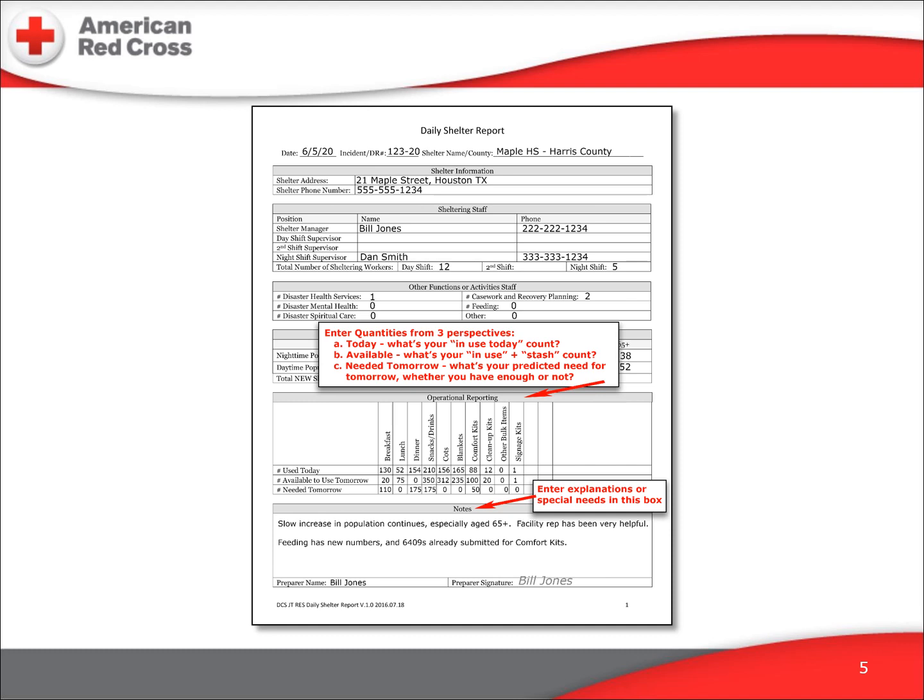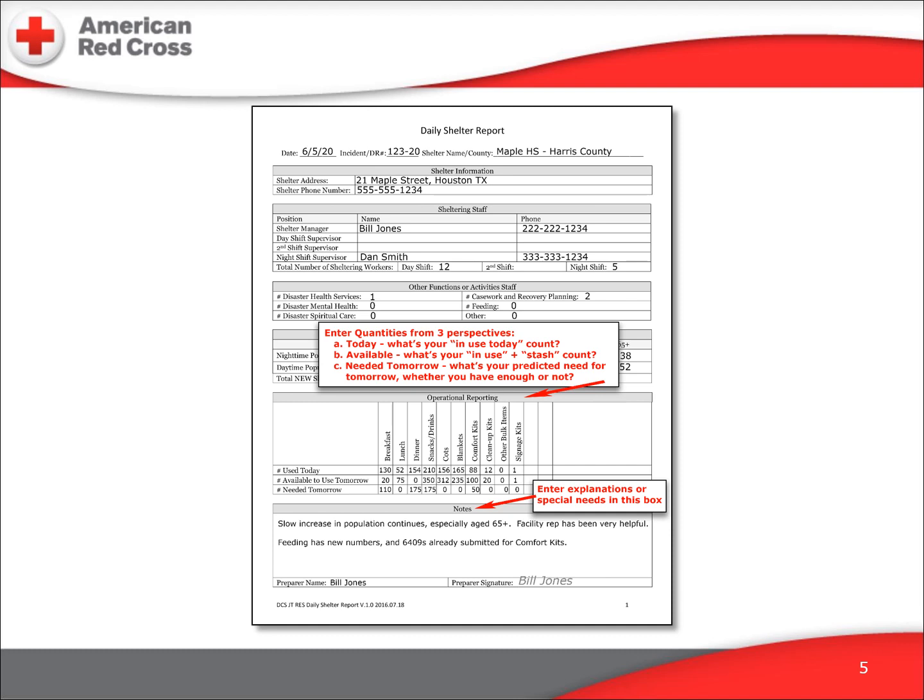The second line is the counts available for tomorrow. Add together what's in use plus what you have available that's not being used. And the third line is the counts that you anticipate needing for tomorrow. Your supply on hand minus what new material you're going to need. This is your shortfall. Now, it's important to understand that this is not an order for what you need. It's a count to be used for planning.